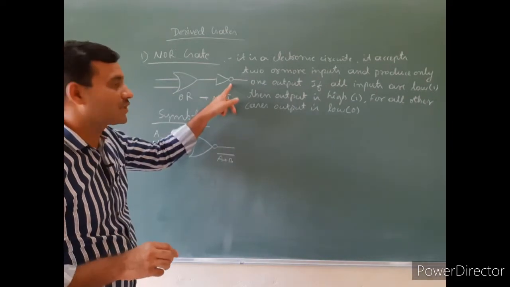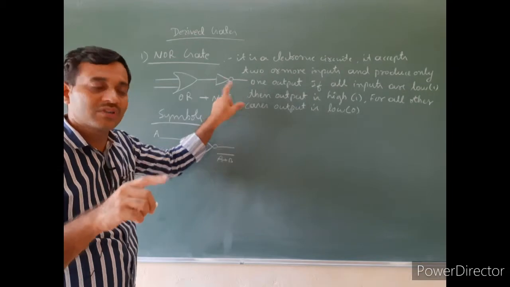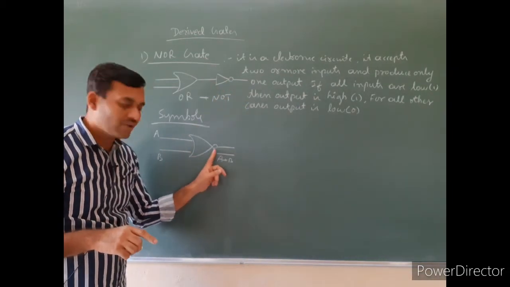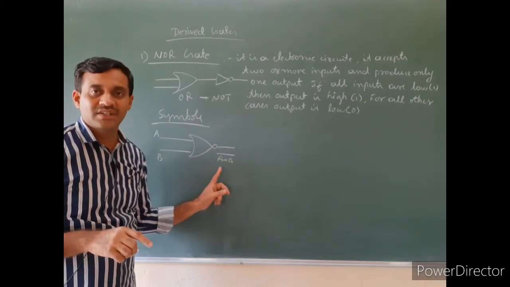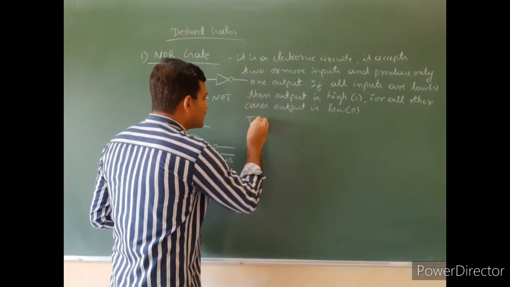We know that the output of a NOT gate, an inverter gate, complements the input. Similarly, for A, B, the OR gate produces A plus B, but the inverter bubble complements it. Hence, it is A plus B bar. Let us see the truth table.